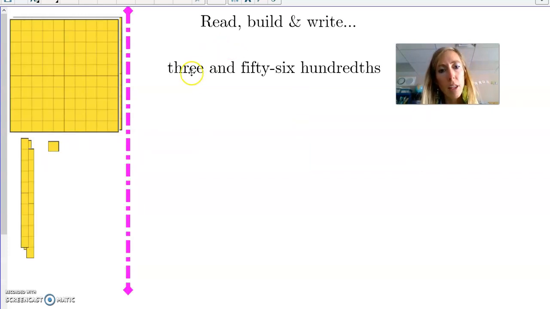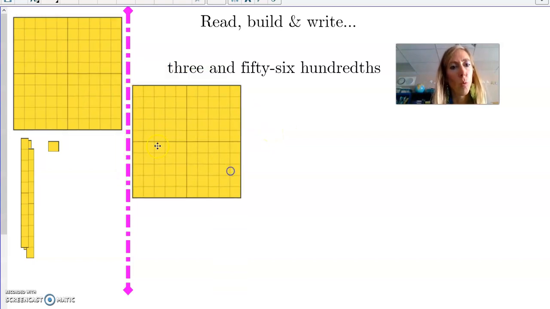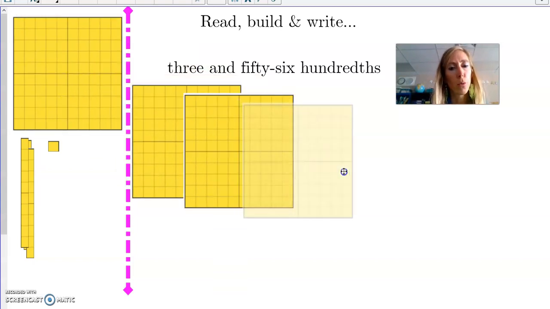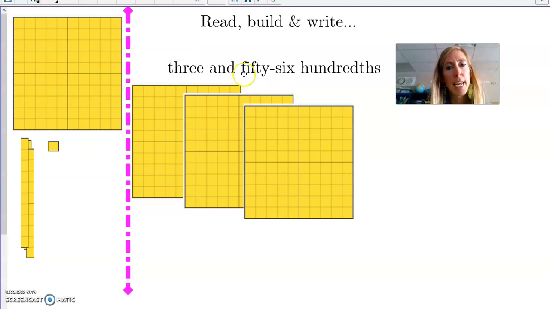So if we're trying to make 3 and 56/100ths, what is that going to look like? So you could use your Number Pieces app to make this number. Pause the video, try it, and then come back to me, okay? Because here I go. I'm going to go 1, 2, 3. There's 3. And now I need 56/100ths. Okay, there's a TH there.